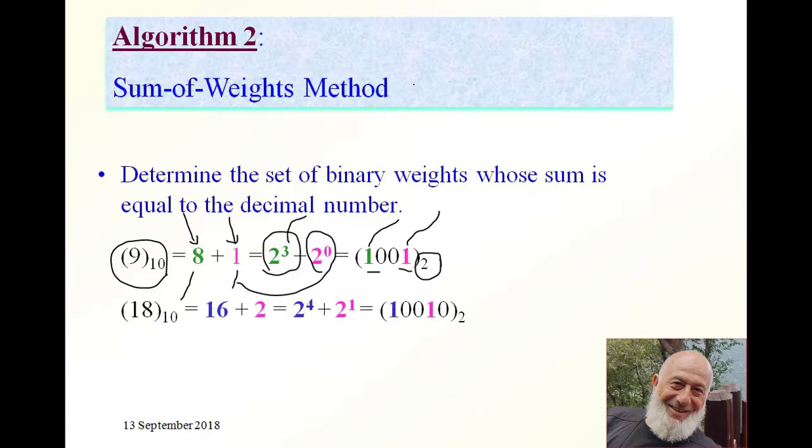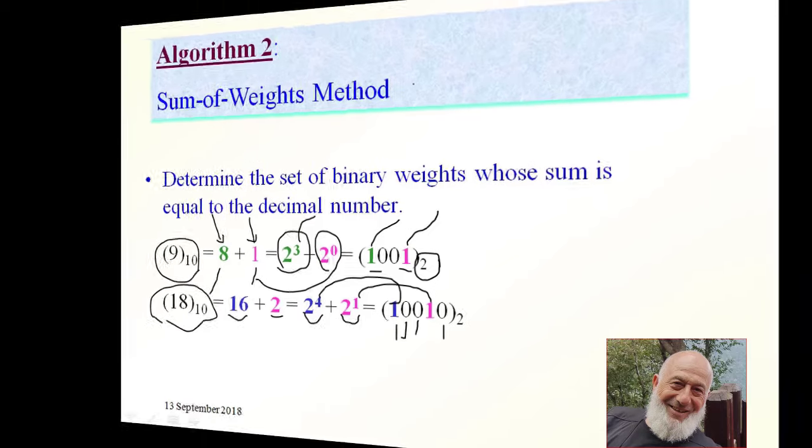Okay, another example, 18 in base 10 is equal to 16 plus 2. 16 is 2 to the power 4, and 2 is 2 to the power 1. So in position 1, where the weight is 1, we put a 1. And where the weight is 4, we also put a 1. Okay, and the rest are 0. This is position 0, and this is position 1, 2, 3, and 4.